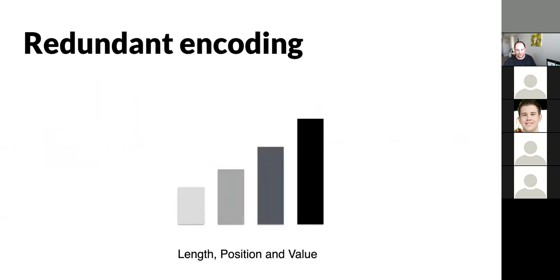It does sometimes make sense to do redundant encoding. Here in this bar chart, I'm redundantly encoding with three different values. I'm encoding by the length, which is the length of the bar, by the position, which is the position of the upper edge, and by the color value. Those color values correspond to the height of the bar.